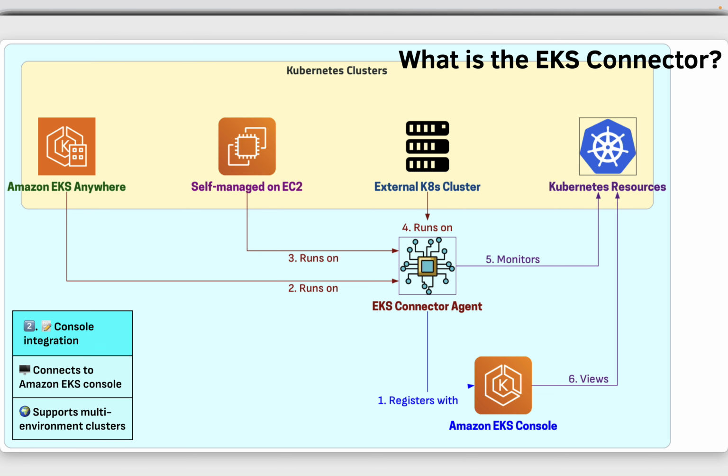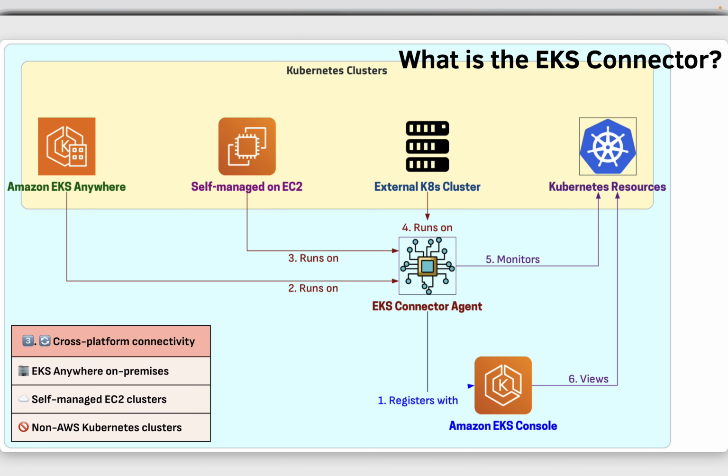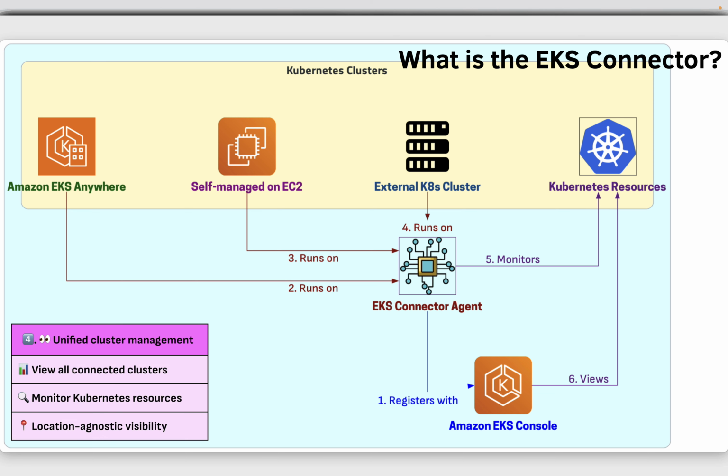It provides console integration by connecting any conformant Kubernetes cluster to the Amazon EKS console, supporting clusters across multiple environments. The connector enables cross-platform connectivity for EKS Anywhere on-premises clusters, self-managed EC2 clusters, and non-AWS Kubernetes clusters. Users gain unified cluster management through the console, which allows visibility of all connected clusters, monitoring of Kubernetes resources, and location-independent operational oversight.